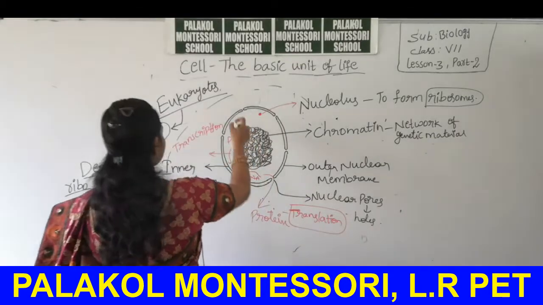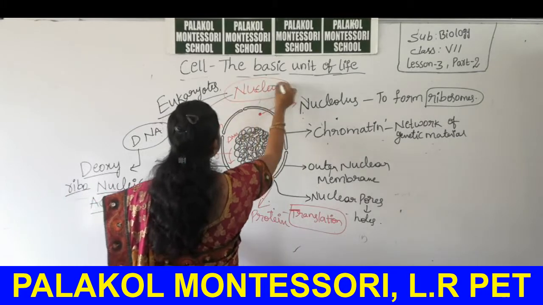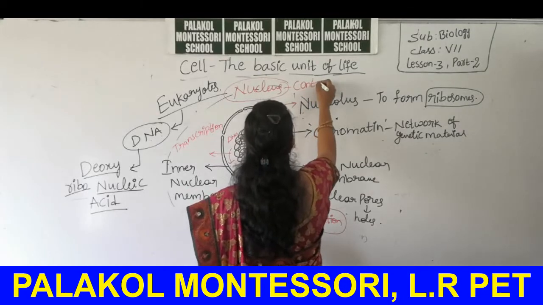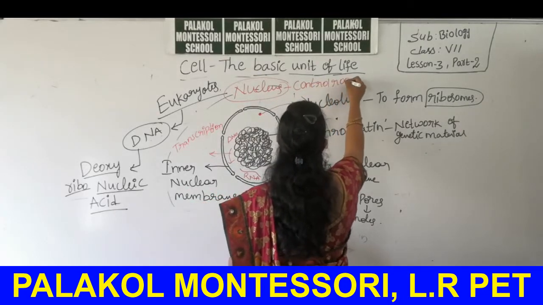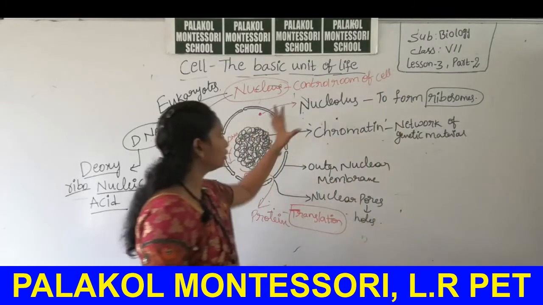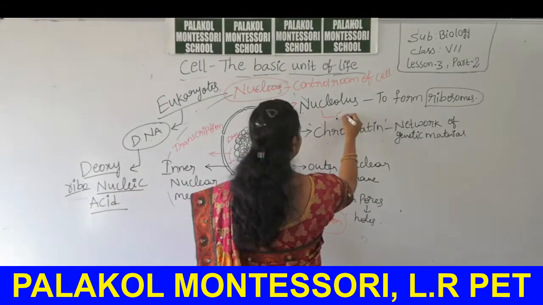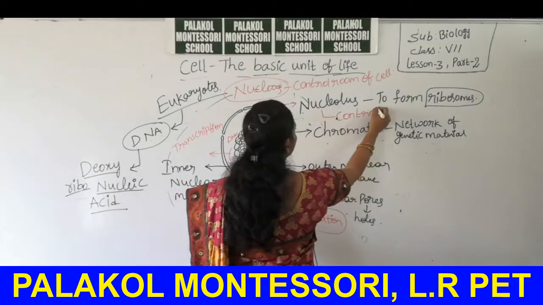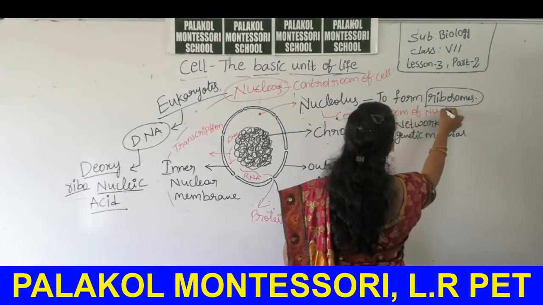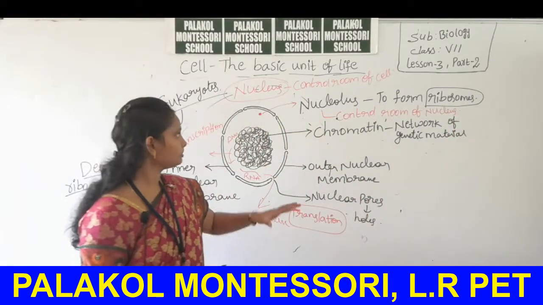This is a nucleus. This overall is called the nucleus. Nucleus is the control room of the cell. Am I correct? Control room of the cell. But nucleolus is the control room of the nucleus. Is it easy? Okay, easy to all?